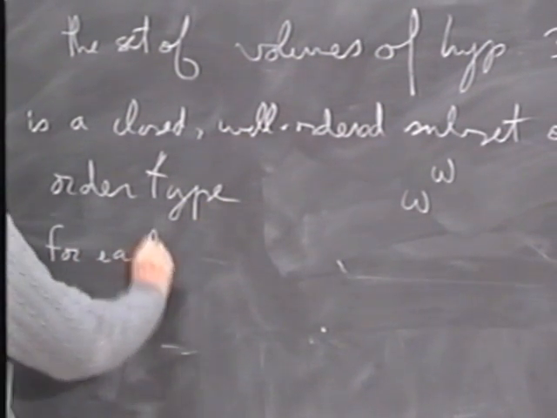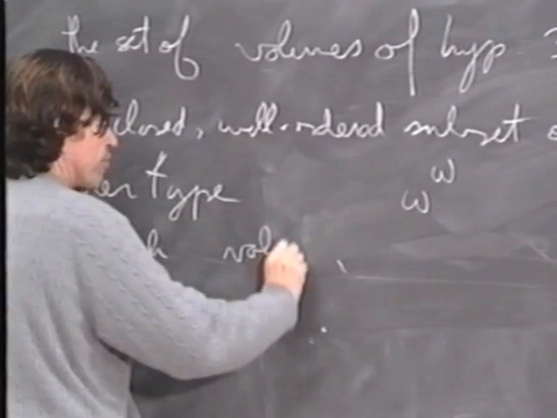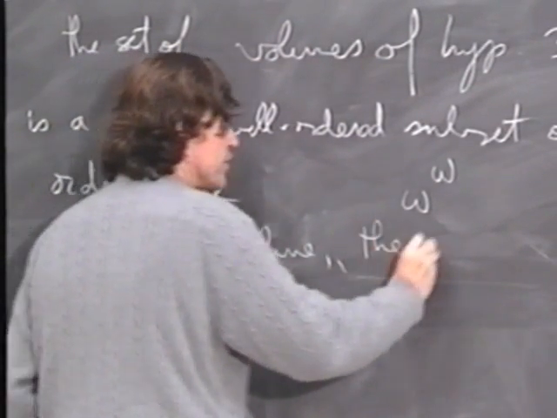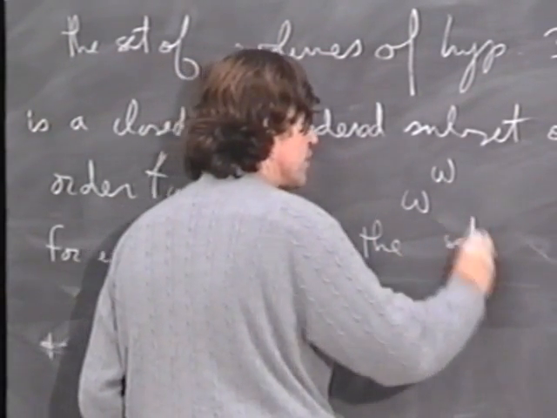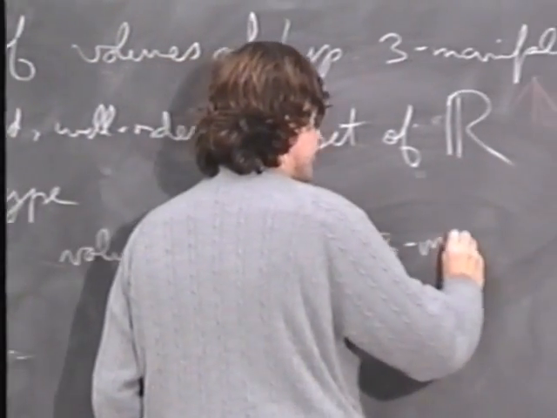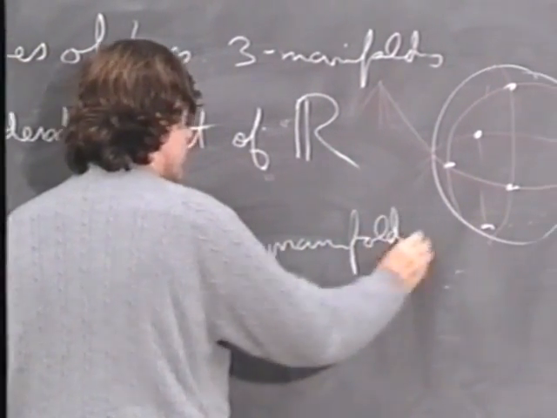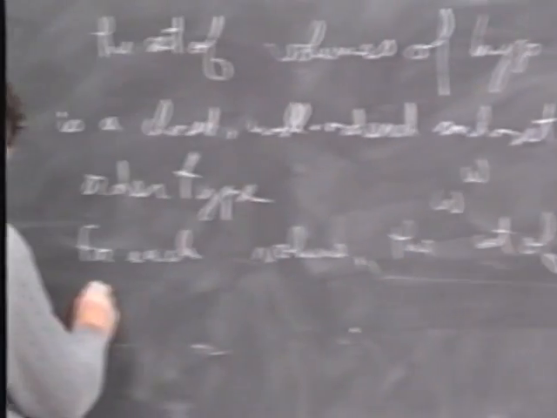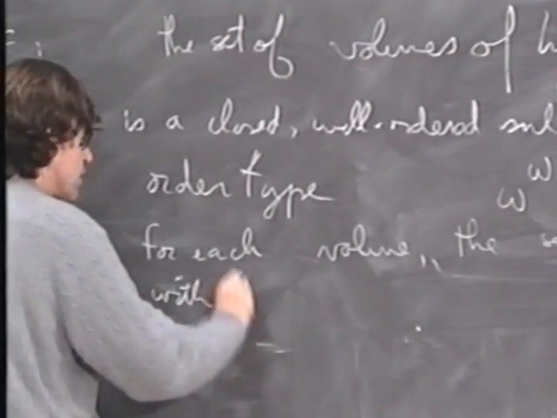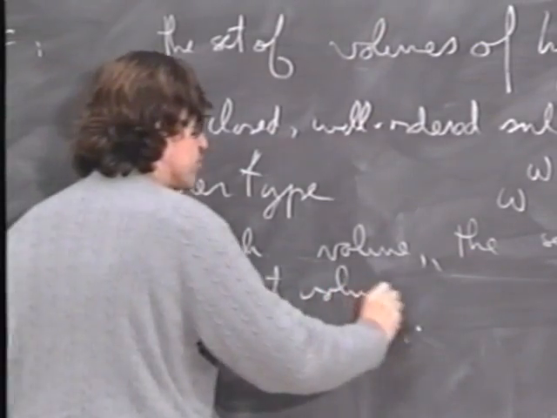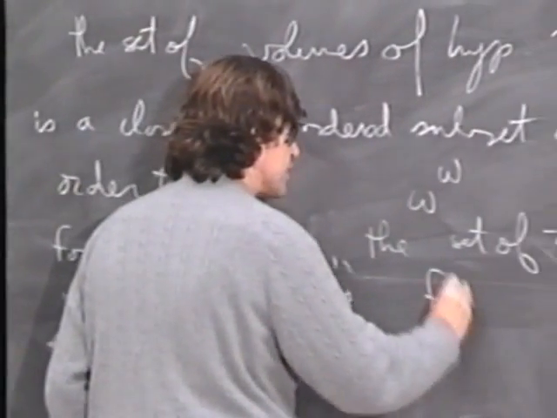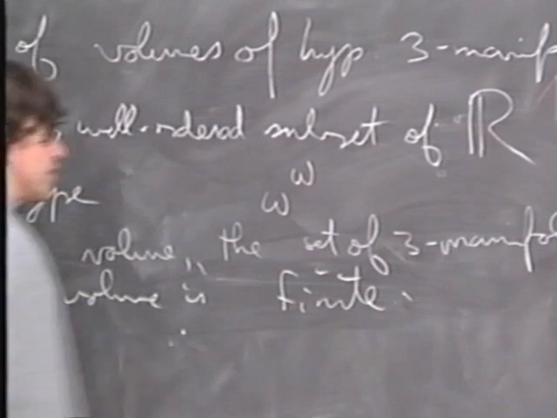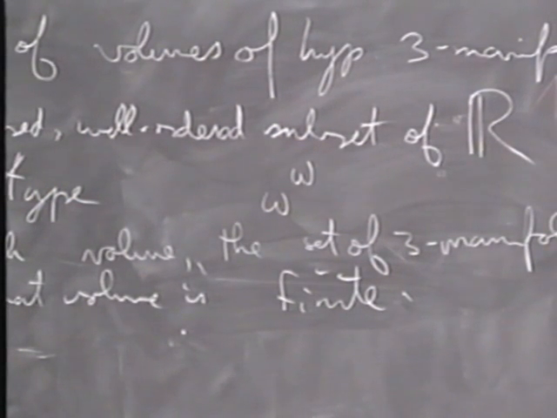For each volume, the set of hyperbolic 3-manifolds with that volume is finite. It's definitely not always equal to 1. The finite number can grow with size.